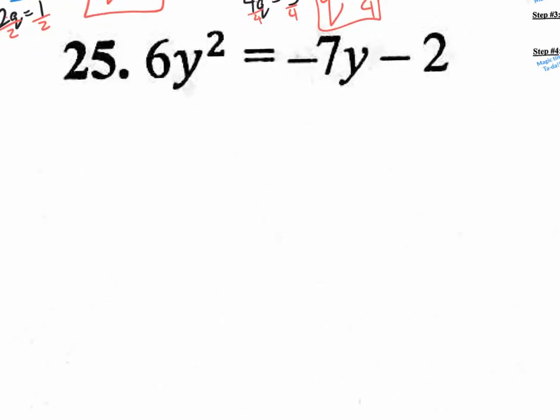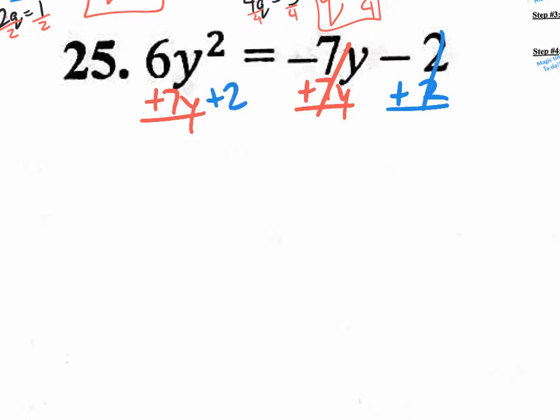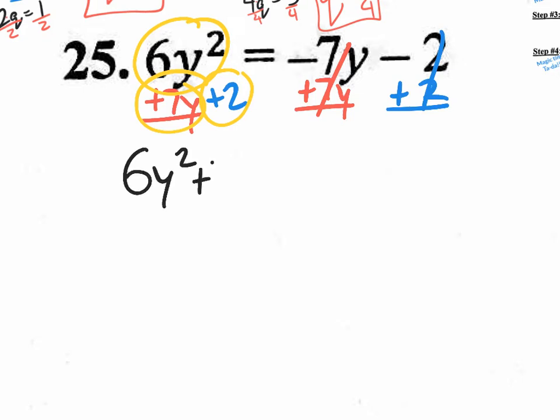Number 25. So on number 25, you want to get it equal to 0 first. You want to have your equation equal to 0. So let's get rid of that 7y by adding 7y to both sides. And also, you could do two steps in one. Get rid of that minus 2 by adding 2 there and adding 2 also, which you can't really add 7y or 2 to 6y squared. So you're just going to have to take all three terms and write them as a quadratic trinomial: 6y squared plus 7y plus 2 equals 0.